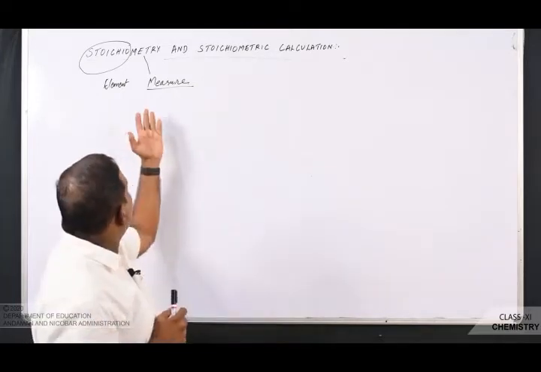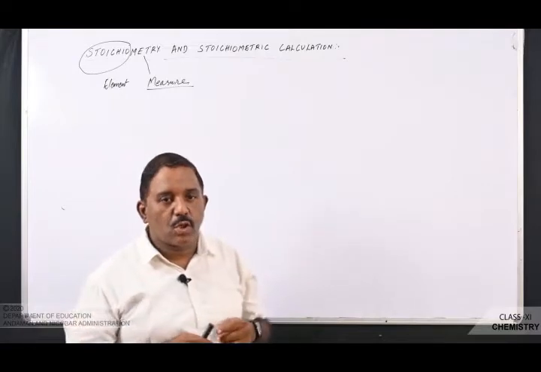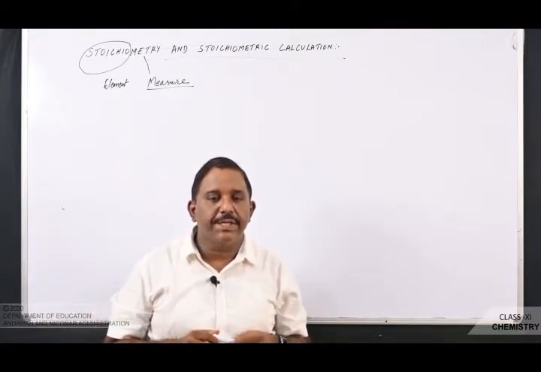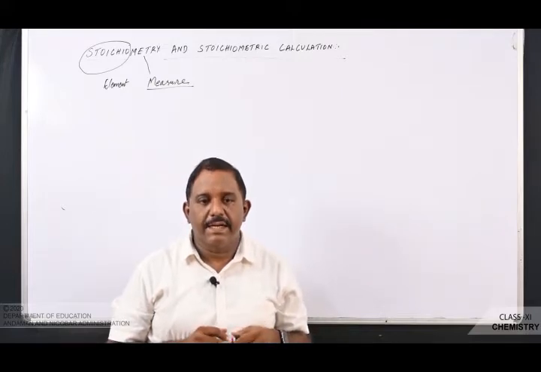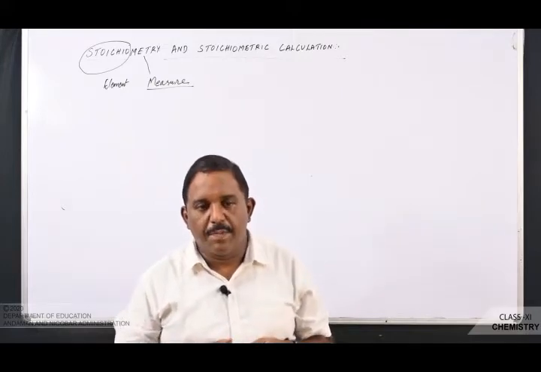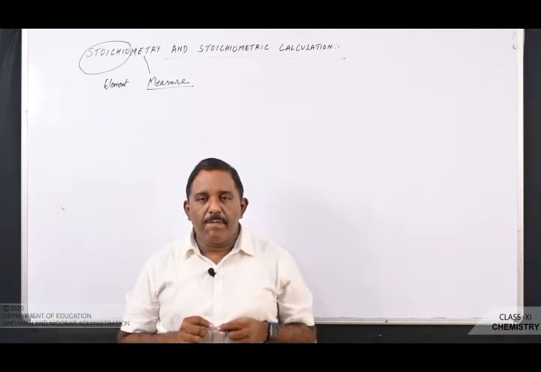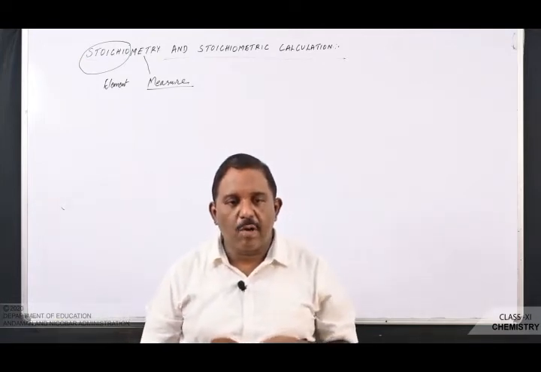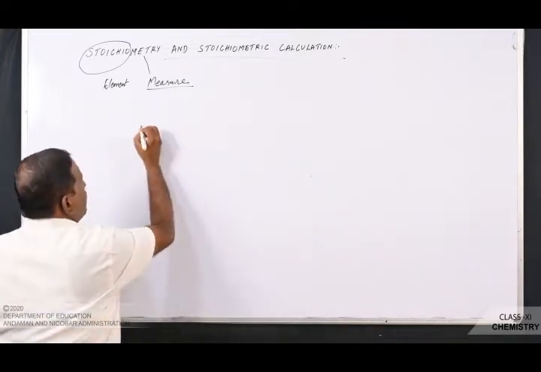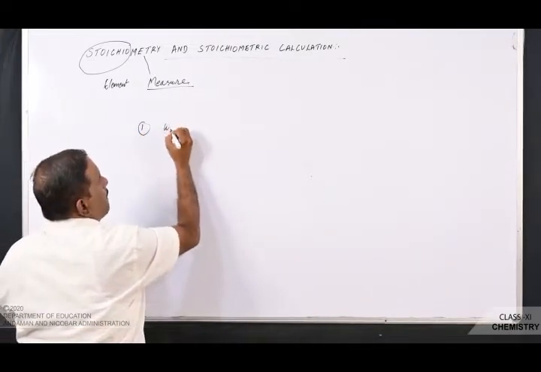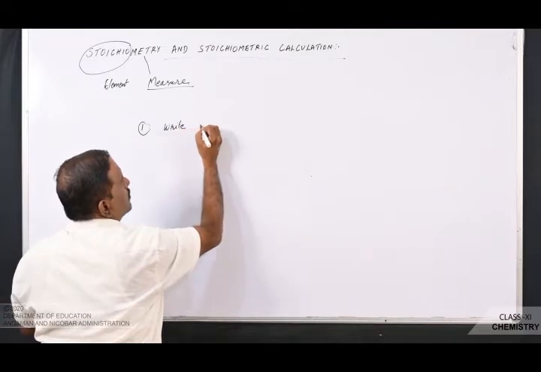So once again, what is stoichiometry? Calculation based on the quantitative relationship between the reactant and the product is regarded as stoichiometry. In order to solve problems based on chemical calculation, the following steps are quite helpful. The first point is to write the balanced chemical equation.